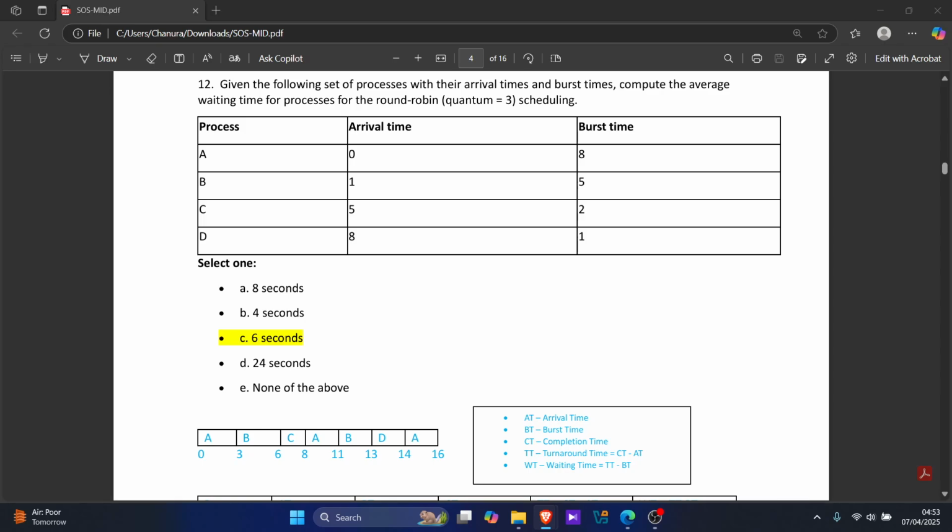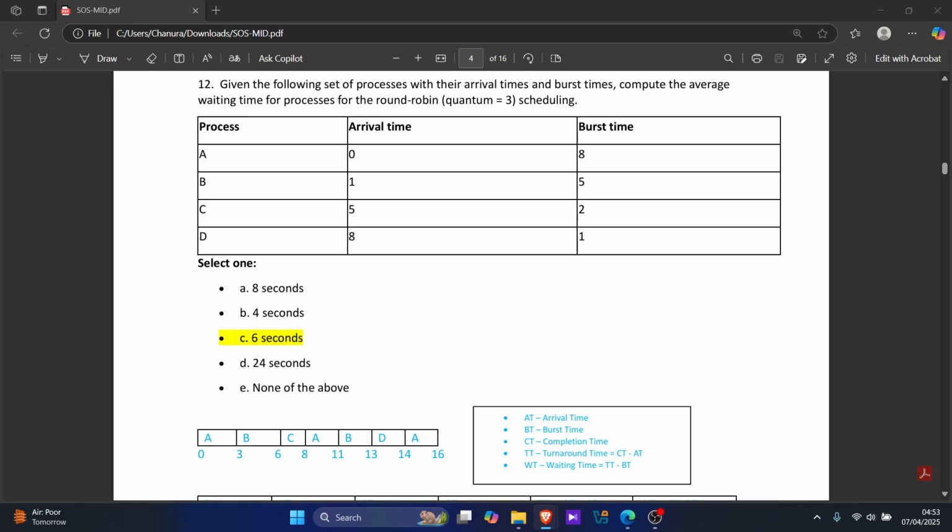It runs for 3 units. Time 0 to 3, process A runs. Remaining burst time for A, 8 minus 3 equals 5. At time 3, check for arriving processes. Process B arrived at time 1, so it's already in the queue. Next in the queue is B. Process C arrives at 5, and D at 8. So after A's first run, the queue is B.